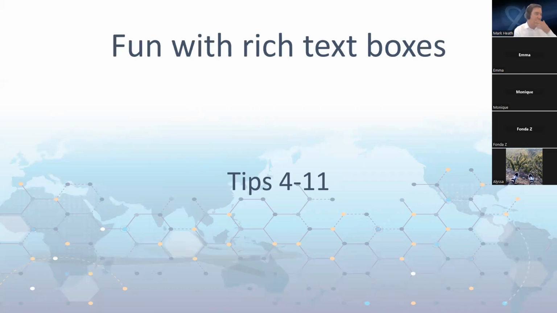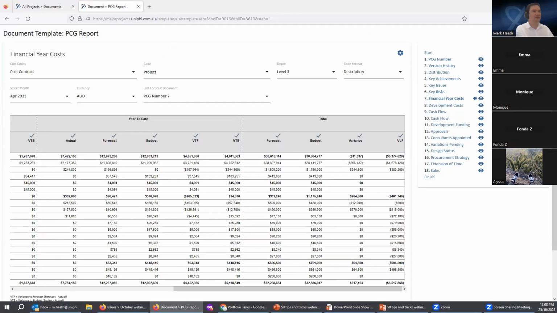But our next range is quite long, and it's fun with rich text boxes. Maybe fun should be in inverted commas, but let's have a look at what we can do in rich text boxes. And luckily I'm still in a document, so I can just jump to one. And we know that these two are rich text boxes because that's what we copied.